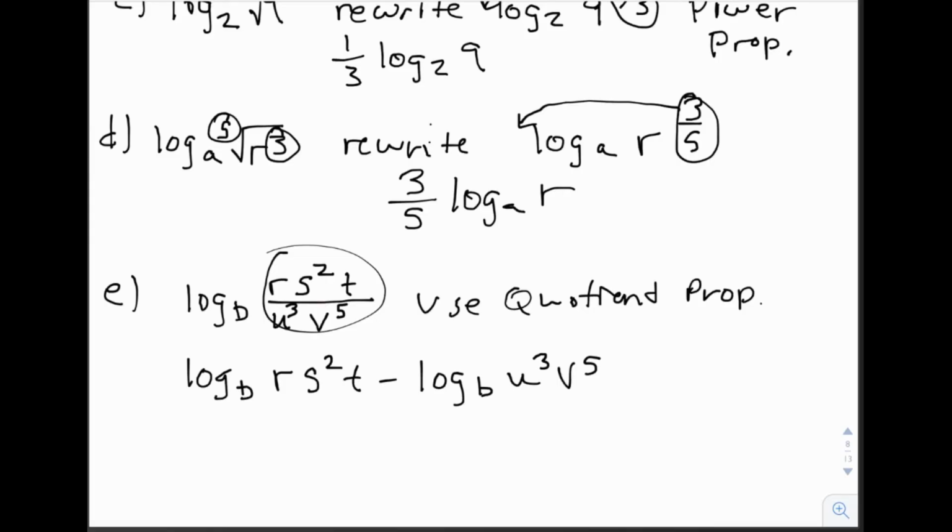Okay, so let's go ahead and see what we can pull out from this one. Well, we have a lot of stuff multiplying. We have 3 things multiplying in the first part, and then we have 2 things in the bottom. So let's go ahead and try to pull these apart using our product property here. So use product property.